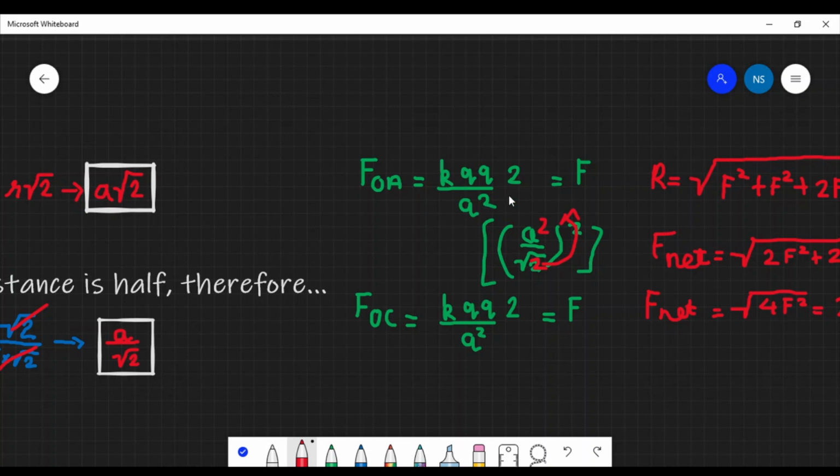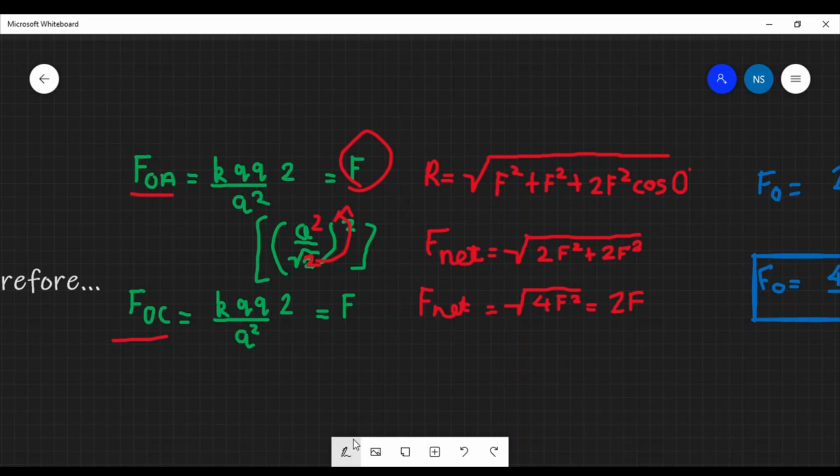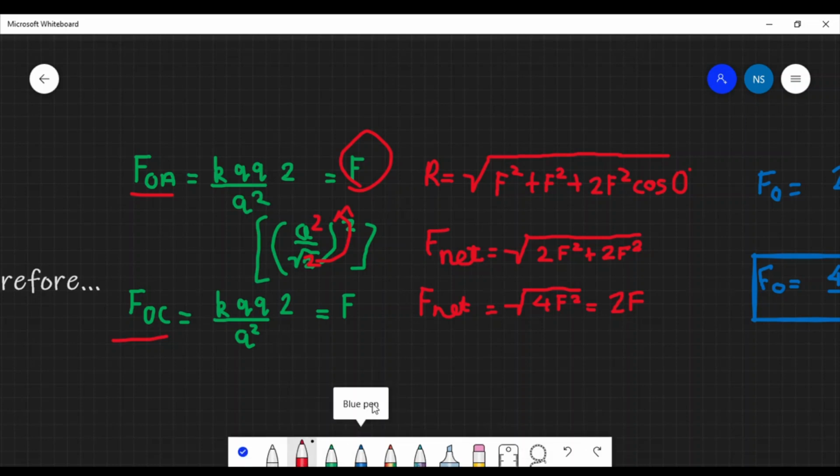2kqq by A square. Force on O due to C we'll get the same way. We see that we get 2kqq by A square. Now these two, this FOA and this FOC, both are similar again, so we'll consider them as F only. So again we will do the same thing, that is we will add them by vector addition.